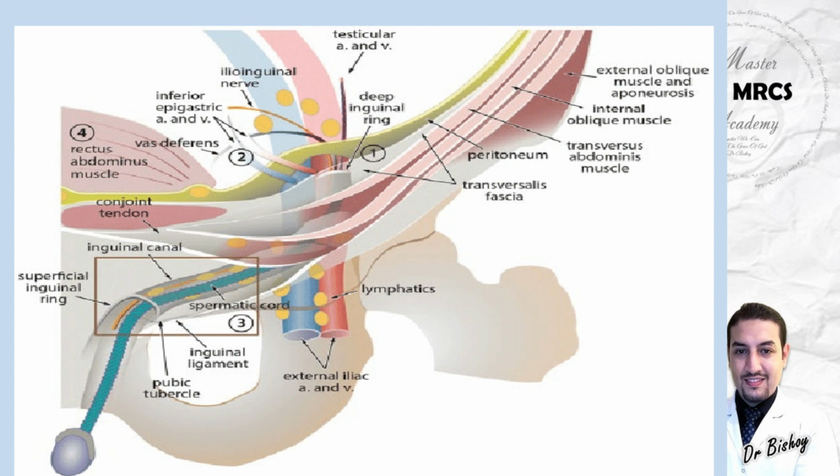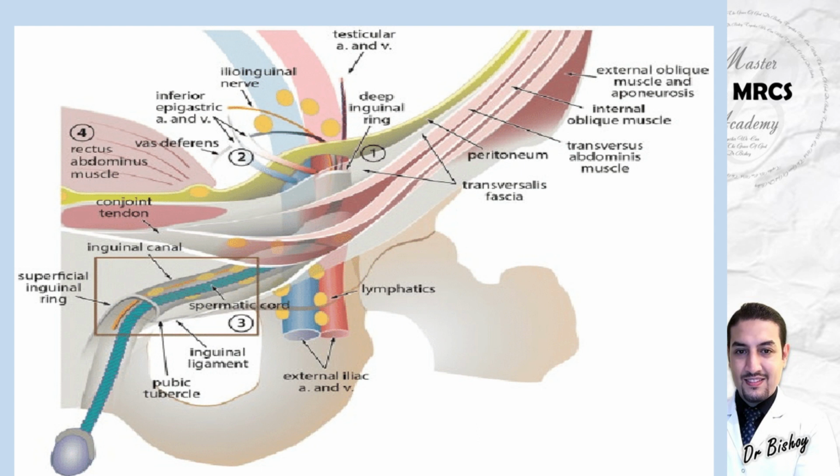Take care. The floor will be the inguinal ligament. Don't confuse yourself. The inguinal ligament is an important boundary, but it's the floor. It's not the anterior wall. The anterior wall will be the external oblique. The floor is the inguinal ligament.